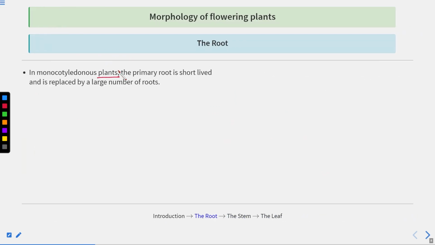The tap root is a very important feature of dicotyledonous plants. Now if you talk about monocotyledonous plants, the primary root is short-lived and is replaced by a large number of roots. There is also a primary root, but it is very short-lived in monocots. In a monocot you can see many roots emerging from the base of the stem, not a single one. So you cannot say this one is the tap root and the others are lateral. From one particular base, many roots emerge, and that forms the fibrous root system.